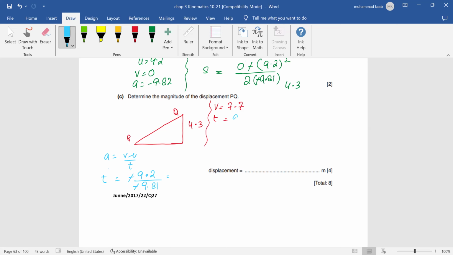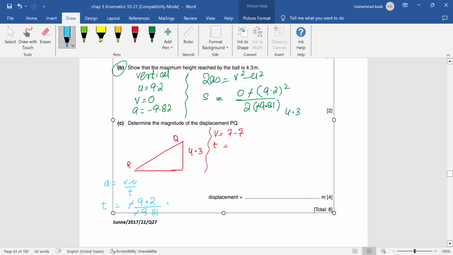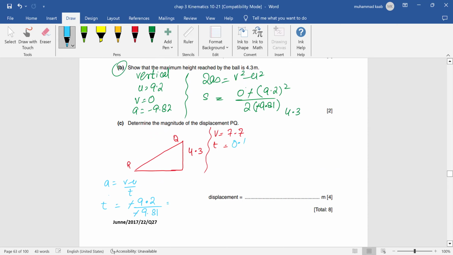0.937, so basically 0.94. No, don't round off at this point. You are only allowed to round off your answer at the final point. Do not convert it in the intermediate steps, otherwise it will lead you to the incorrect answer. So just take 0.9.